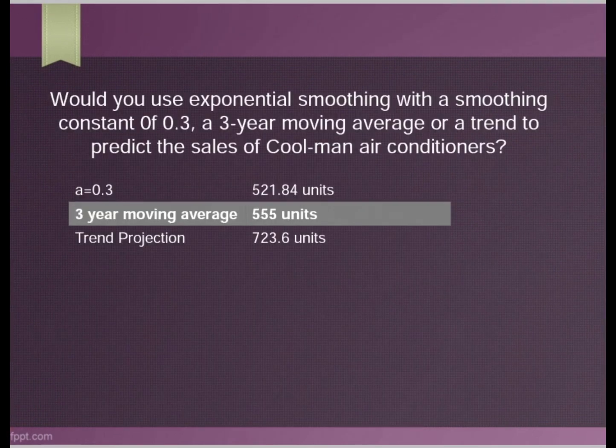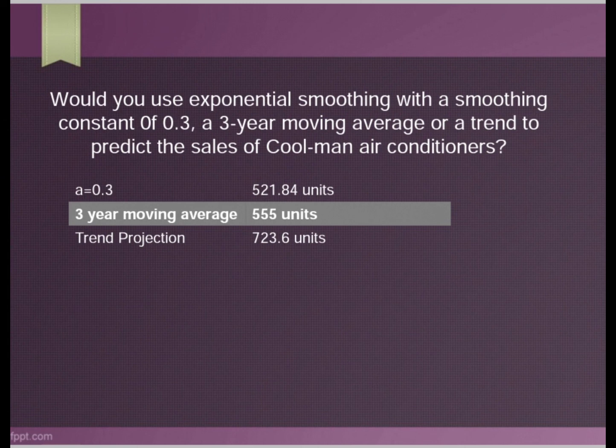723.6. Last question. Would you use exponential smoothing with a smoothing constant of 0.3, a 3-year moving average, or a trend to predict the sales of Coolman air conditioners? So using the smoothing constant 0.3, we can get 521.84 units, and using the 3-year moving average, we can get 555 units. Using trend projection, we have computed that we can get the 6th year forecast of 723.6 units.